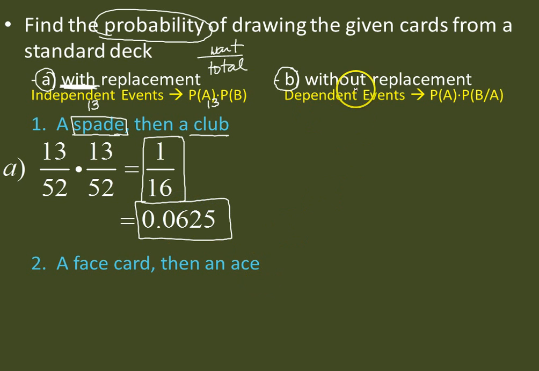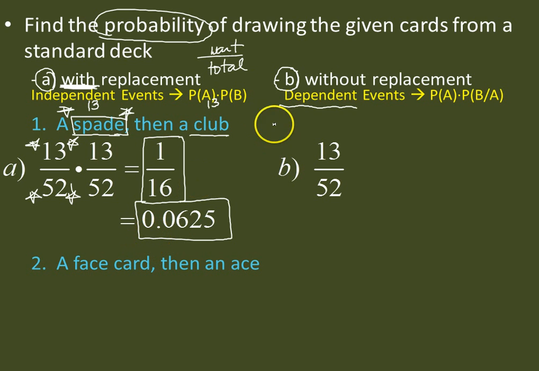Now, without replacing, that means you keep it. So if I'm going to keep it, I'm now talking about a dependent event, because if I keep it, that's going to change the number of cards that I have in my hand. Okay, so let's start with the spade again. Is the spade going to change? We said drawing a spade was 13 out of 52. That was this first one. Is that going to change? No, it's still 13 out of 52.